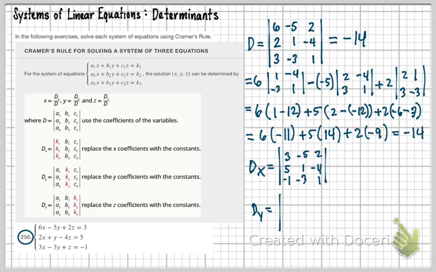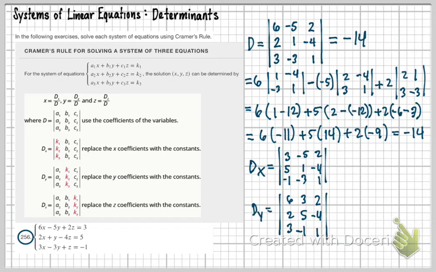And then dy is going to equal, and if you notice this, now this 3, 5, -1, that's my k1, k2, k3, is now going to be in the middle. So my first column stays the same, so it's going to be the 6, 2, 3. And then my middle column is now going to become that 3, 5, -1. And then my last column is going to stay the same, so that's going to come from here. That's the 2, -4, and 1.